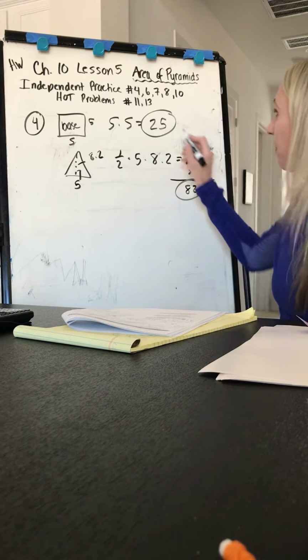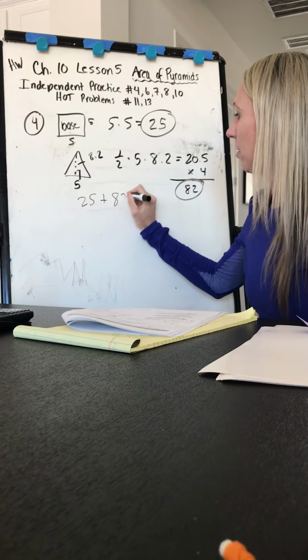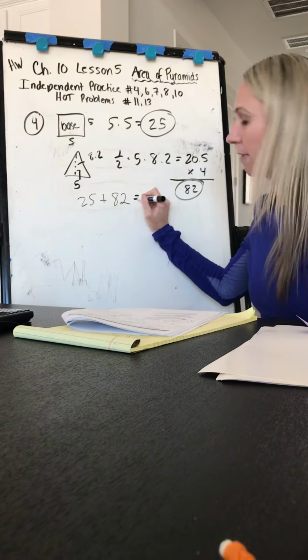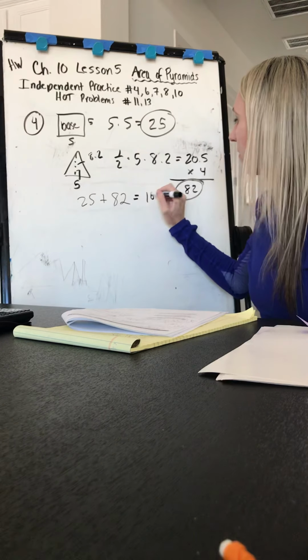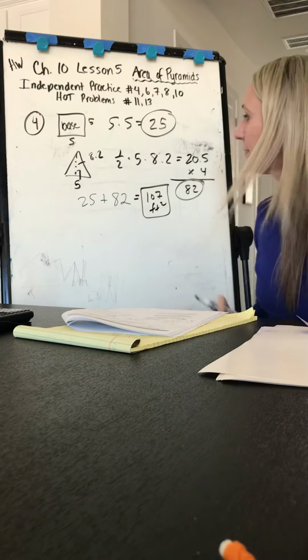But if you know how to do it and you can use a calculator, then it just might be a little bit faster. So we have the base area, which is 25, plus all the lateral faces, which is 82, and you add those together, and we get 107. It's going to be square feet. So that's number 4.